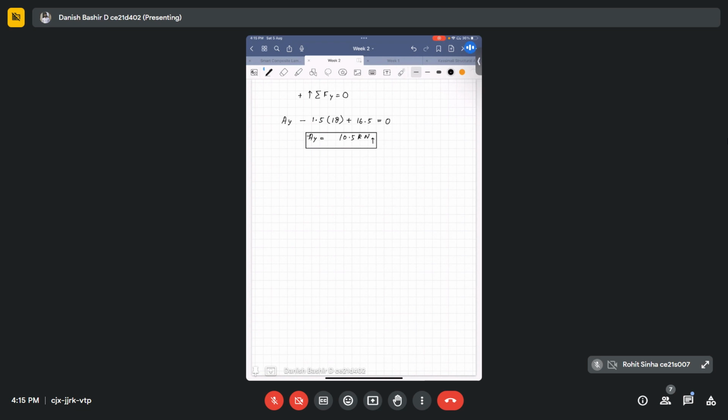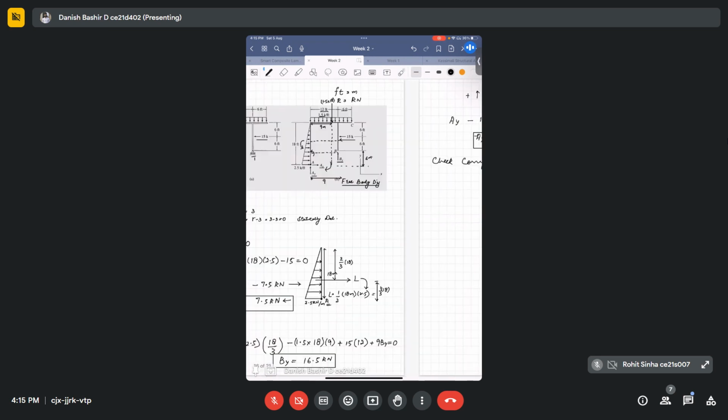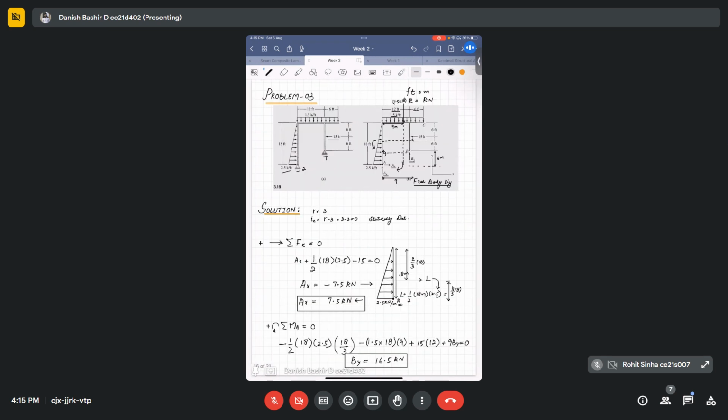We calculated all the three things. Similarly, for checking computations, it's a very good thing to check whether your calculations are correct or not. So you will take any support or any point in the span. Let's take point C.